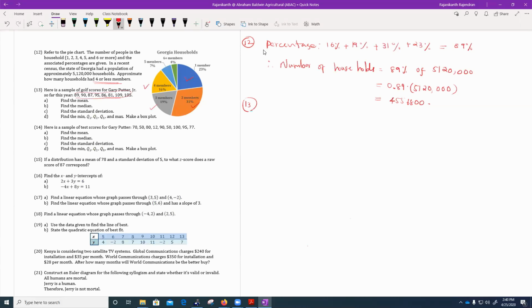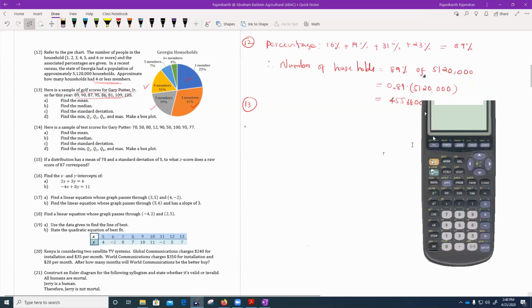Here is the sample of golf scores for Gary Potter. So it's given some data values. Use these data values to find the mean, median, standard deviation, and so on. So you could use the calculator to do this problem. So let us feed these values into our calculator. So I'm on this calculator and go to edit and number one, L1. So clear those things, let us clear those first.